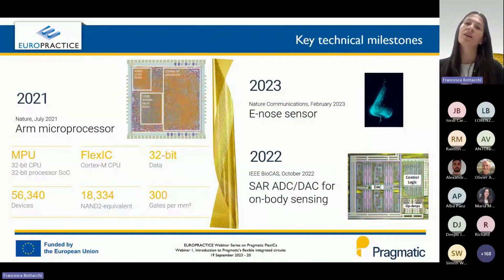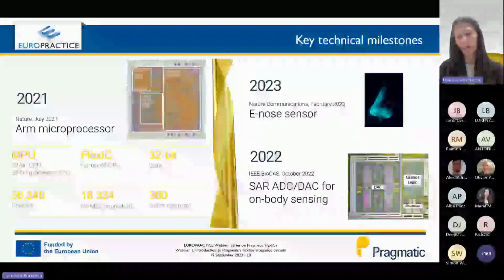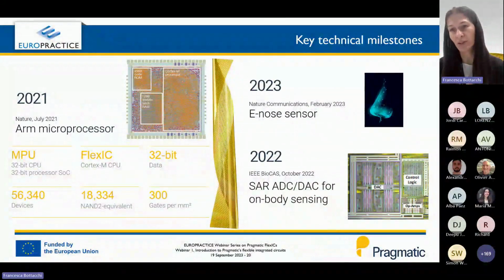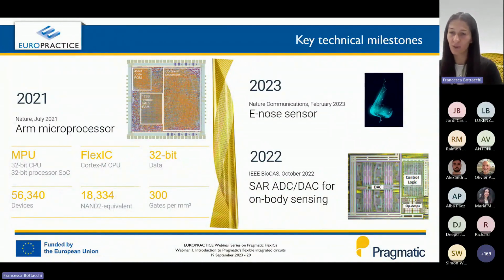And more recently, we've also published some results on an electronic nose sensor and a SAR ADC DAC for on-body sensing, which is a very important interface. It's a very important circuit if you want to interface with a sensor. For example, if you want to interface an NFC tag with a sensor, you really need this circuit.